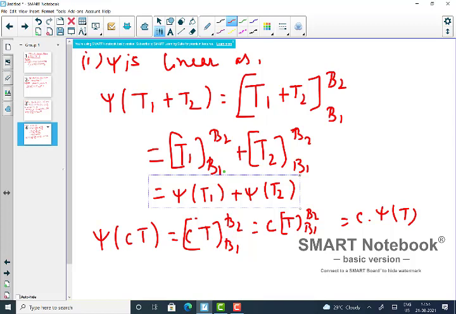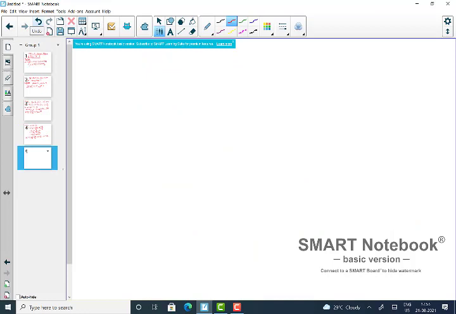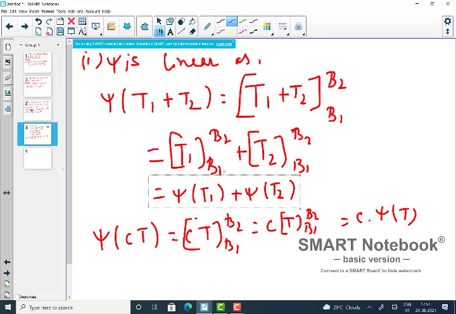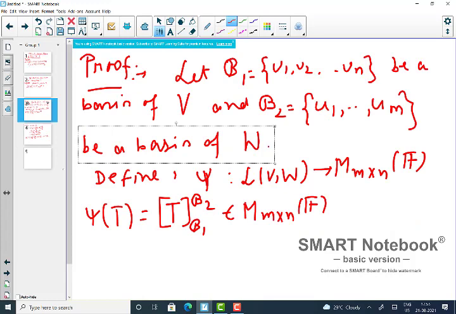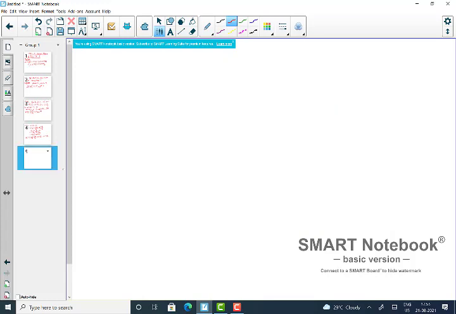Now we need to prove psi is also a bijective map, that is, injective and surjective. Injective is also easy, because if psi of T1 equals psi of T2, suppose, that means the matrix representation is the same, right?